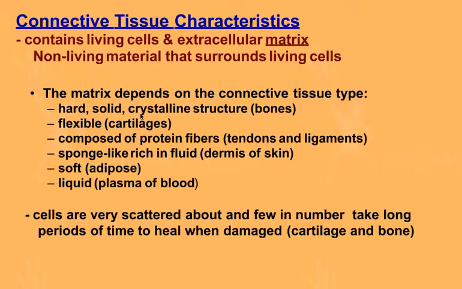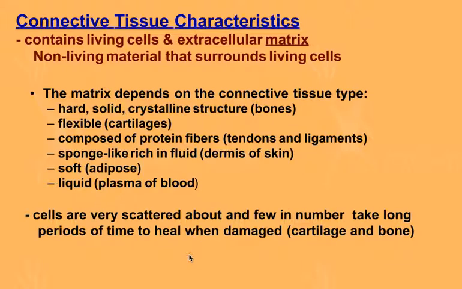There's going to be some hard, solid structures for bone tissue, flexible structures for cartilage, lots of protein fibers in our tendons and ligaments, spongy types of matrix for areas like the skin. There's even going to be some soft and liquid types of matrix in fat tissue and blood tissue.